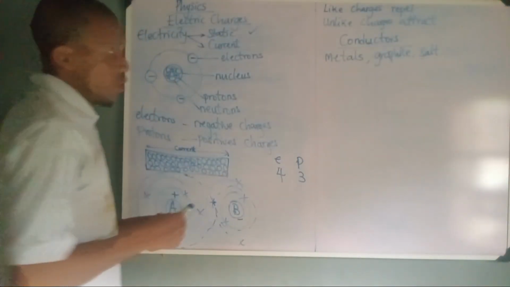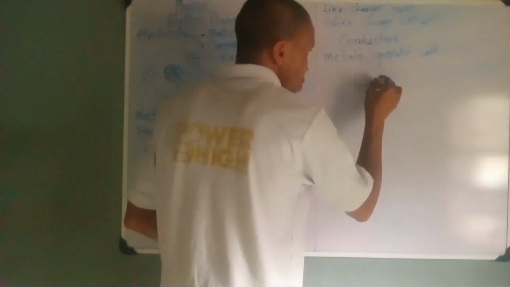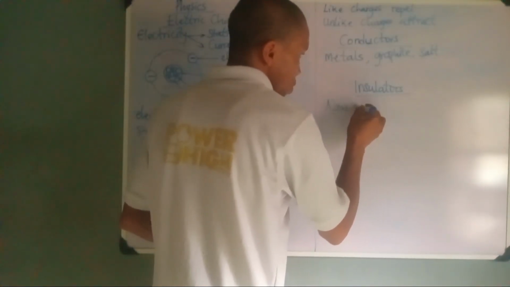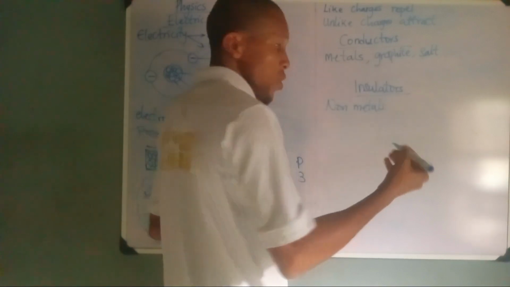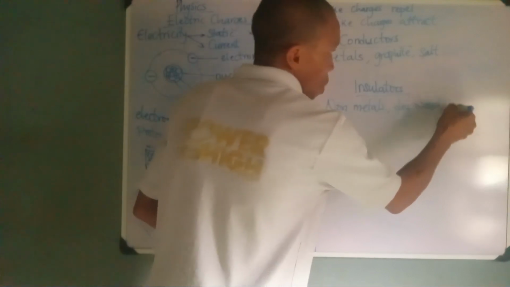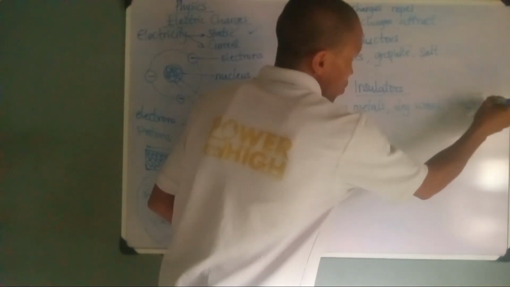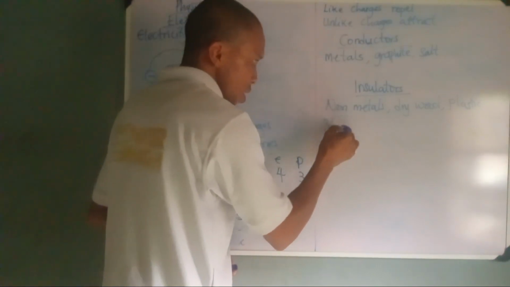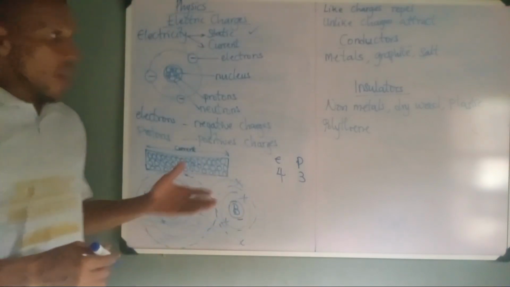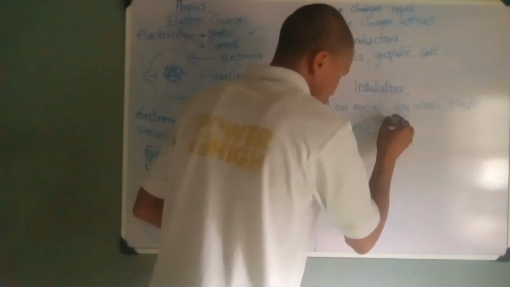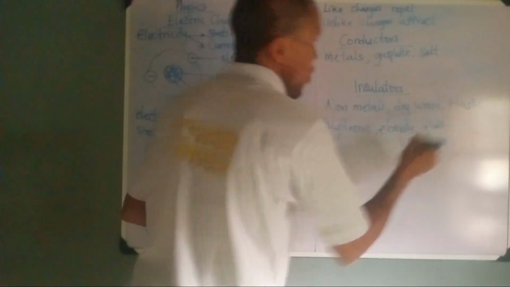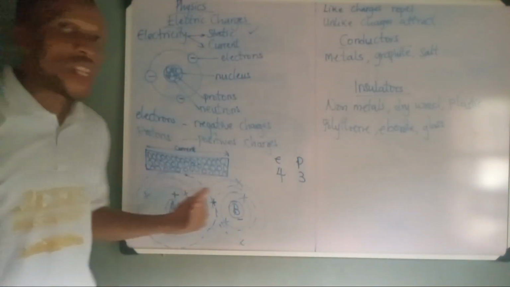Then those that don't allow electrons to flow through them, we refer to them as insulators. Generally, non-metals are insulators. We have things like dry wood. They are what? Insulators. Plastics are insulators. Polythene bags, they are what? Insulators. Even an ebonite rod and glass are insulators because they don't really allow electrons to easily flow through them.